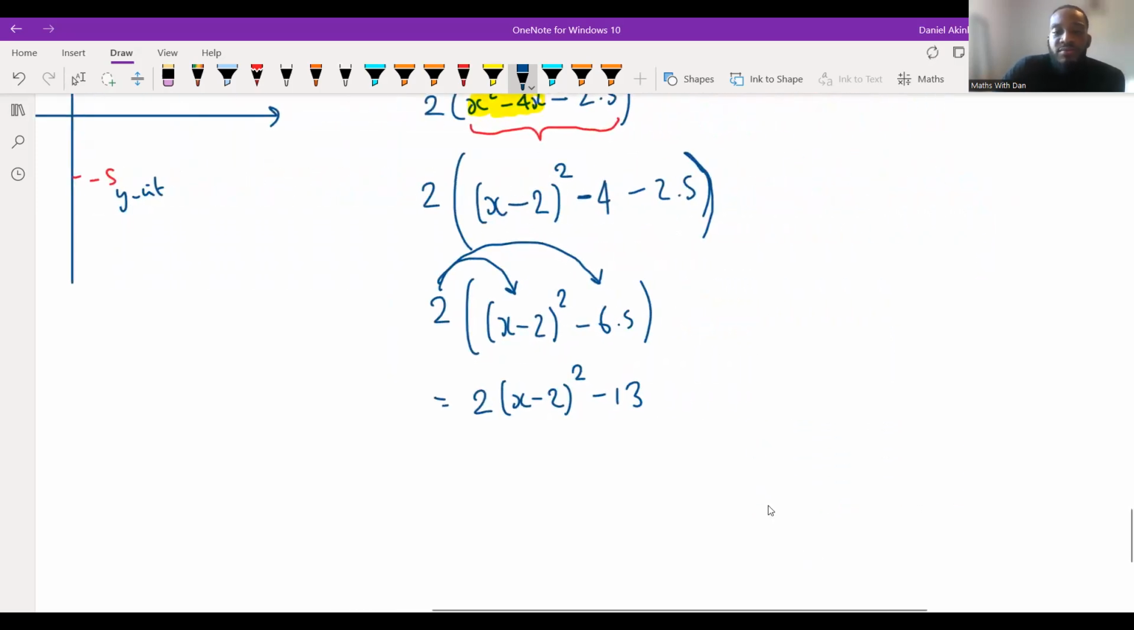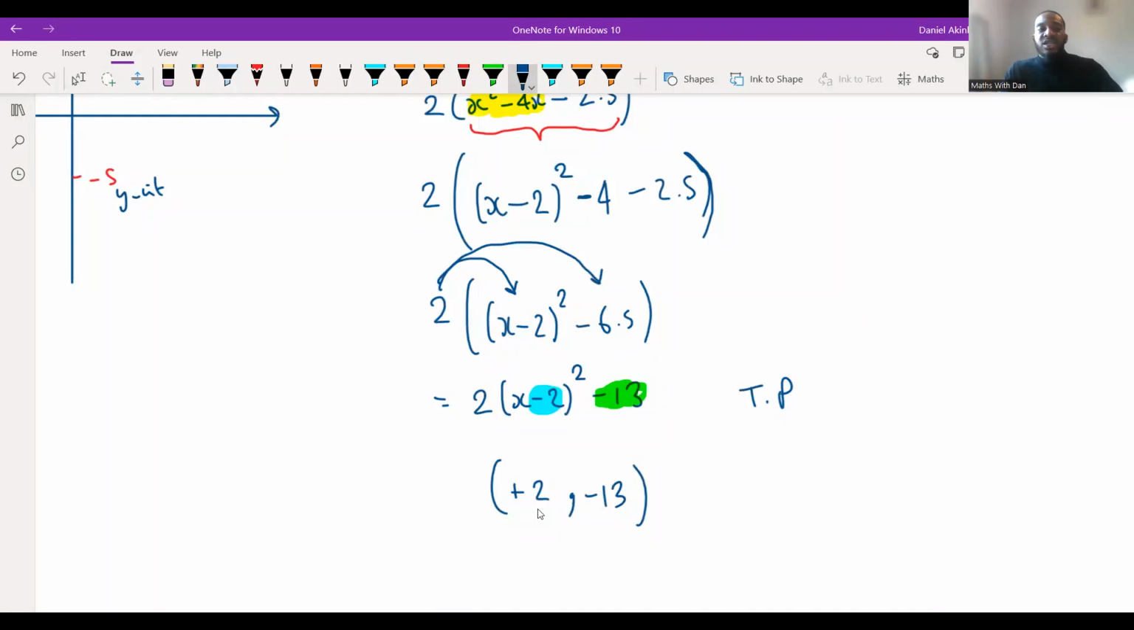So now the turning point of this here, whenever you're figuring out the turning point, is very, very easy. You're going to look at the inside where the bracket is, and you're going to look at this number here. This is a -2. All you're going to do is just do the opposite. You're going to flip the sign. If it's -2 here, this will just be +2. And the number on the outside stays the same. That's all you need to remember. So the turning point would be +2, -13.